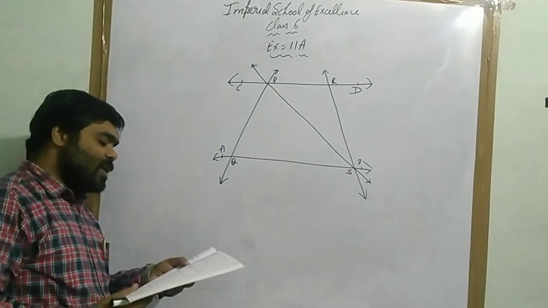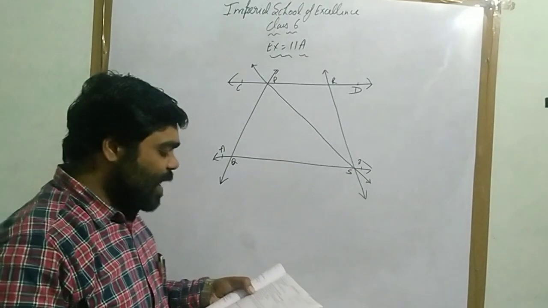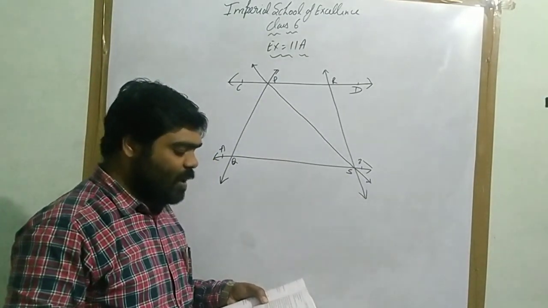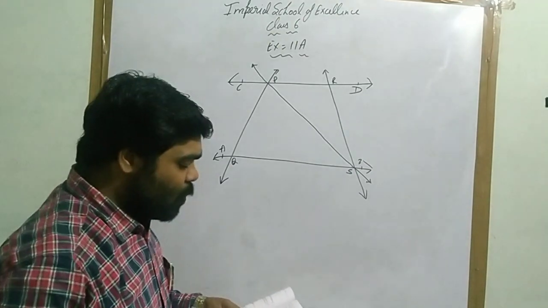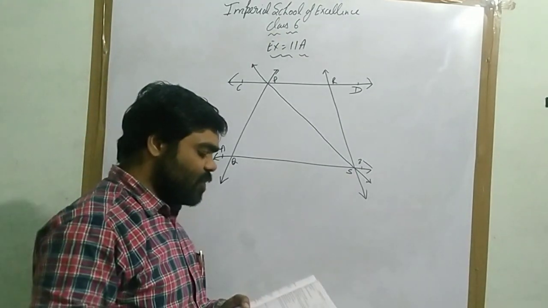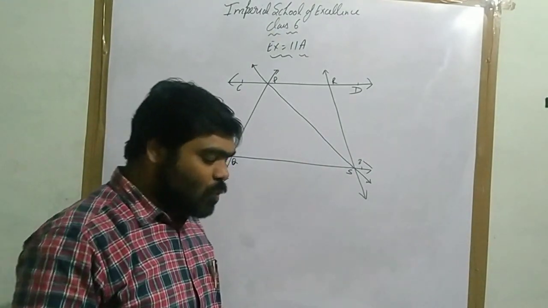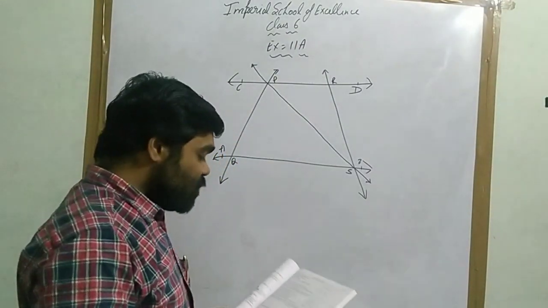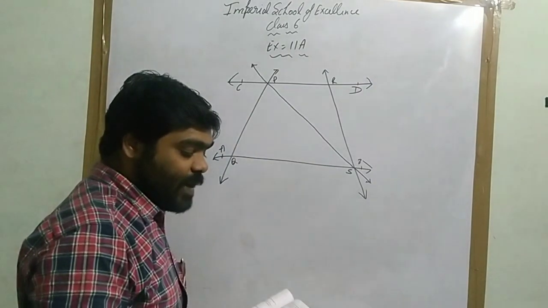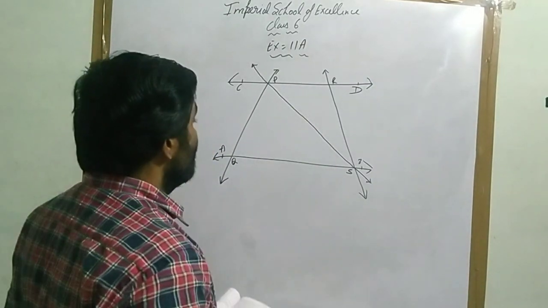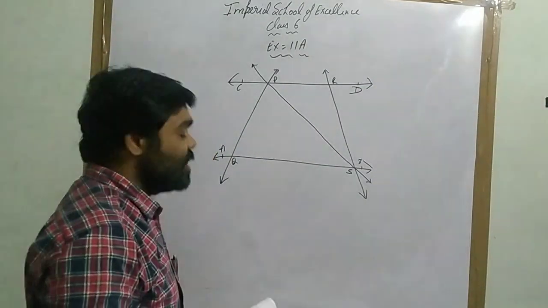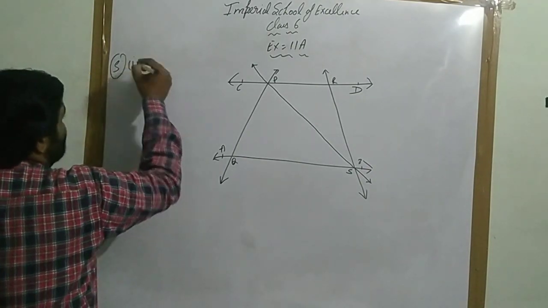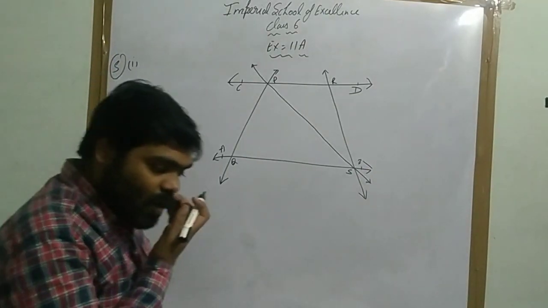Name the first part: 4 pairs of intersecting lines. Second: 4 collinear points. Third one is 3 non-collinear points. Fourth one is 3 concurrent lines, and fifth one is 3 lines whose point of intersection is P. The first question is 4 pairs of intersecting lines. I'm writing here question number 5, first part. You have to write the 4 pairs of intersecting lines.